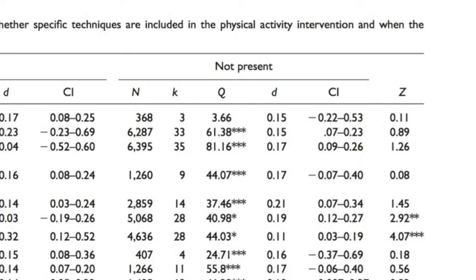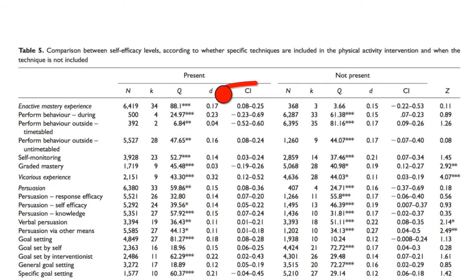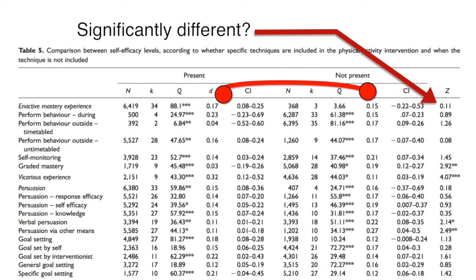You can see if we look at the top row, the effect size is almost the same whether an active mastery experience is present or absent. It's 0.17 when we use an active mastery experience, and it's 0.15 when we don't. And so the Z statistic allows us to look at whether the difference between those two is significant or not.